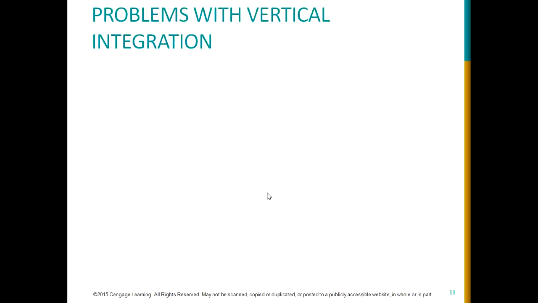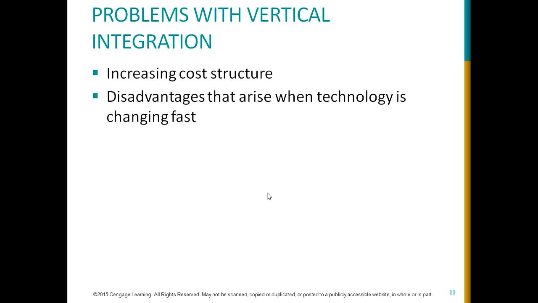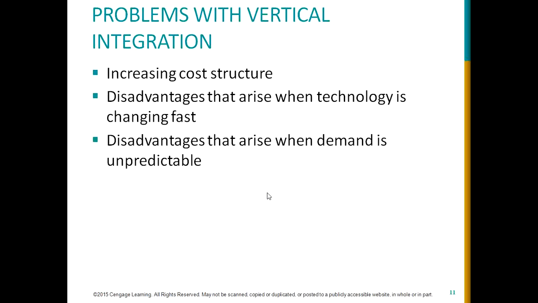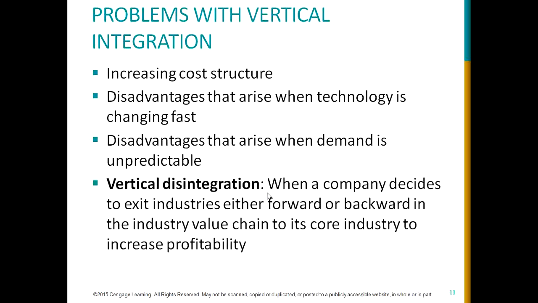Now, the problems with vertical integration are an increasing cost structure, disadvantages that arise when technology is changing, and disadvantages that arise when demand is unpredictable. And then vertical disintegration is when a company decides to exit industries, forward or backward in the industry value chain, to focus on its core industry to increase profitability.